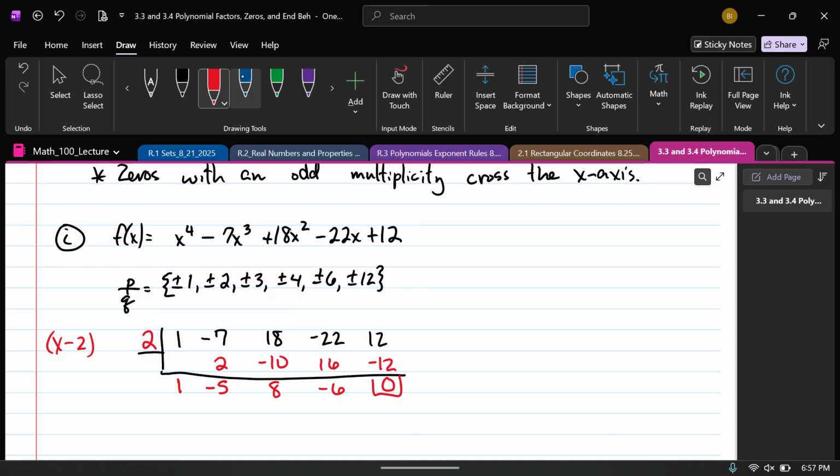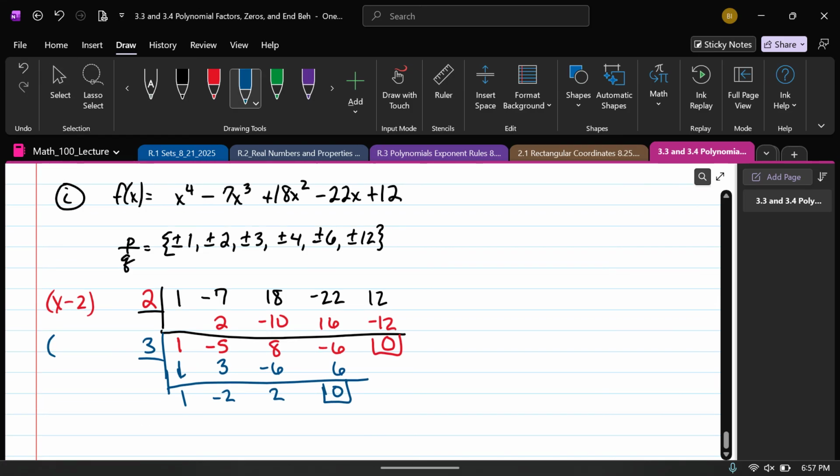And now I'm going to run synthetic division on that answer with the 3 that I saw in the graph. Okay. Drop the 1 down. That's going to be -2. That's -6. That's 2. That's +6. That's a remainder of 0. That tells me that I have x minus 3 as a factor.